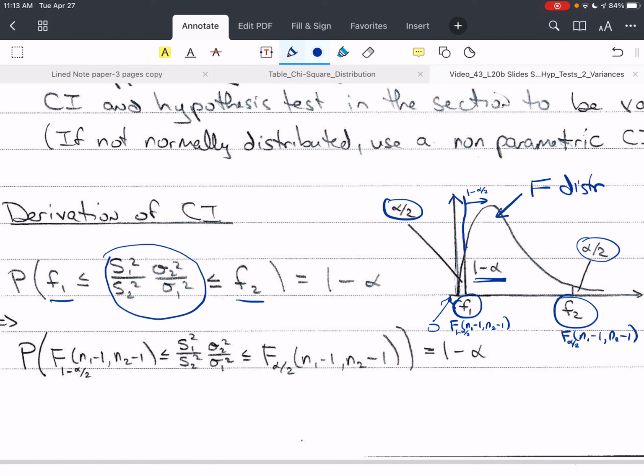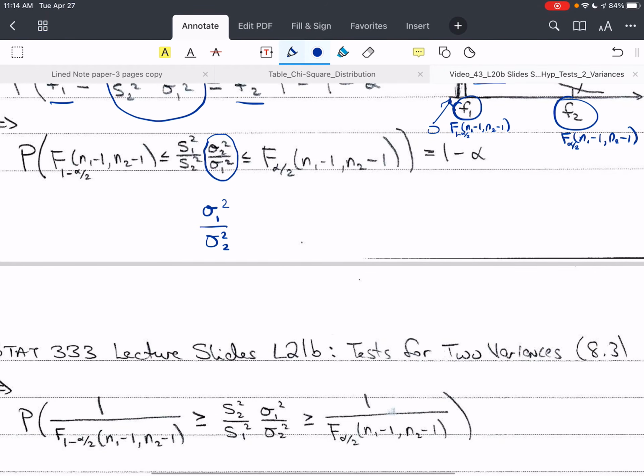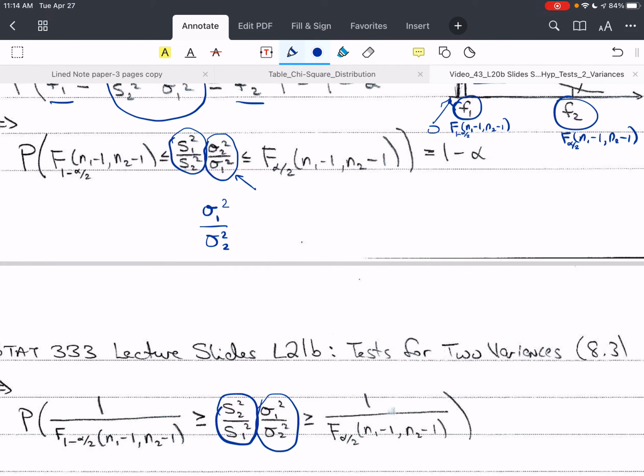That's fine too. And what I want to do is I want to isolate sigma 1 squared over sigma 2 squared. In order to get this, I have to invert. I have to put everything under 1 or flip a fraction. And so that's what I've done next. So I've used the reciprocal of all three sides. So notice that this is flipped, so it's S2 over S1. And this is flipped, and it's sigma 1 squared over sigma 2 squared, which is what I want.